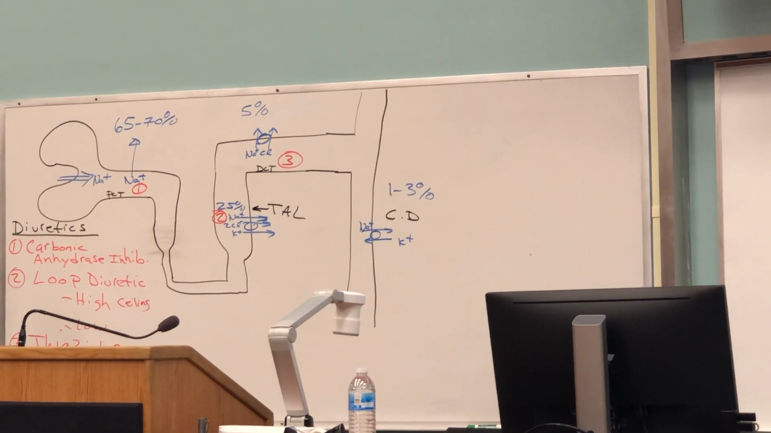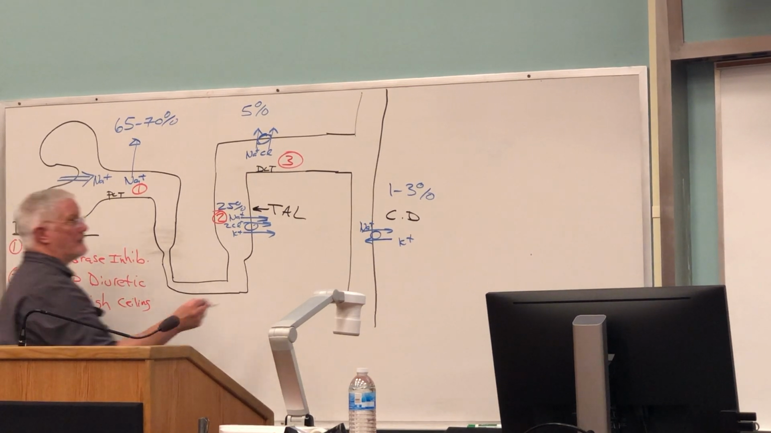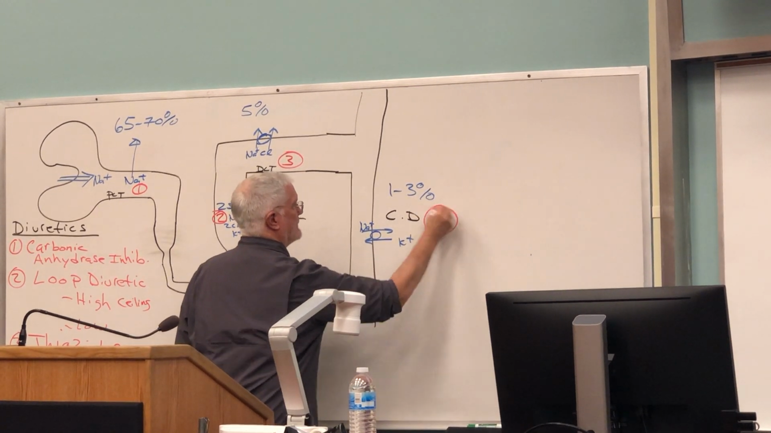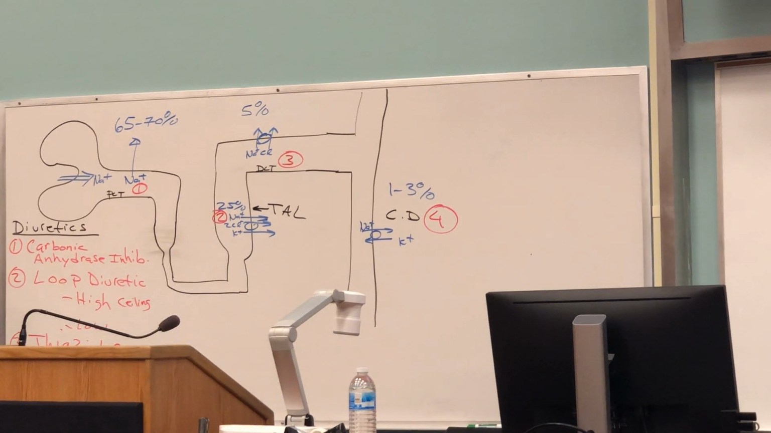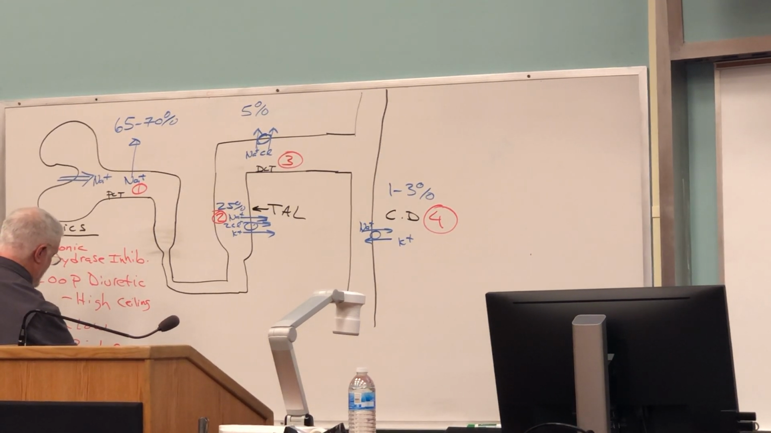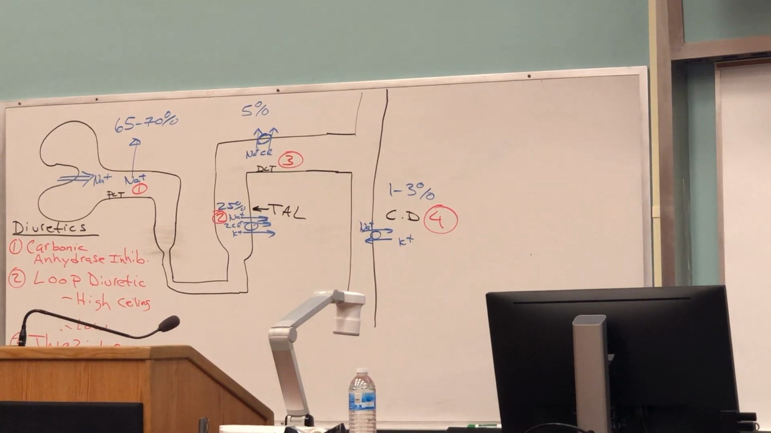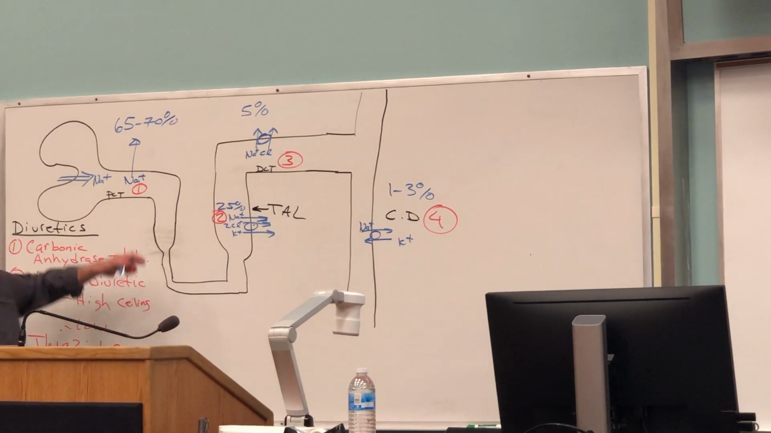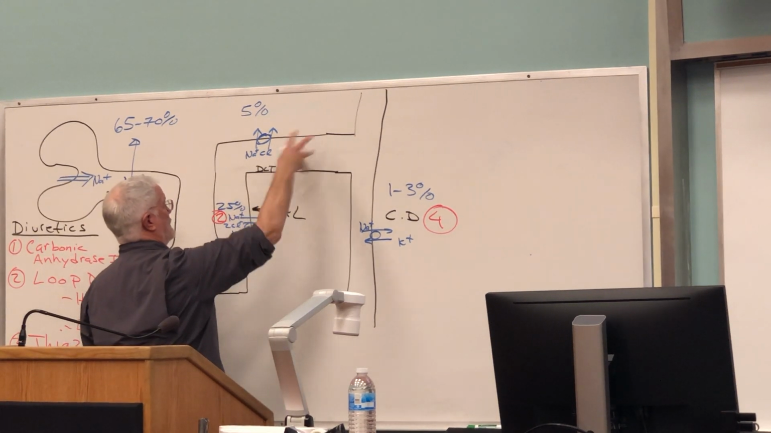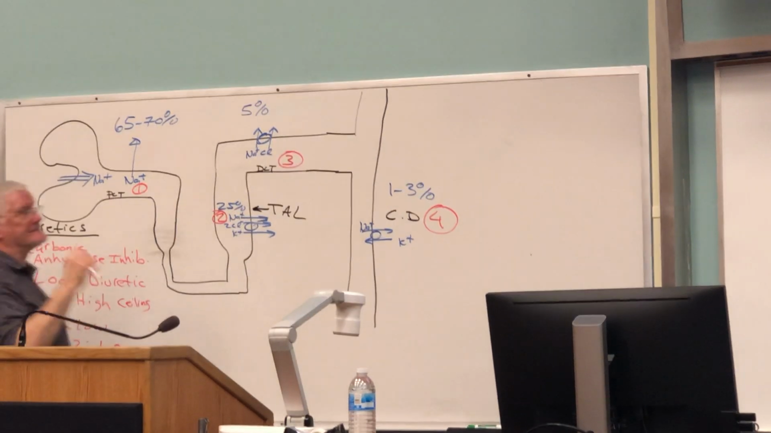The last part are going to happen over here in the collecting duct. And they're called potassium sparing, or K sparing diuretics. Because they will spare potassium secretion. They will reduce potassium secretion. The rest of these are going to be targeting sodium reabsorption. We're going to walk you through how 2s, 3s, and 4s work.